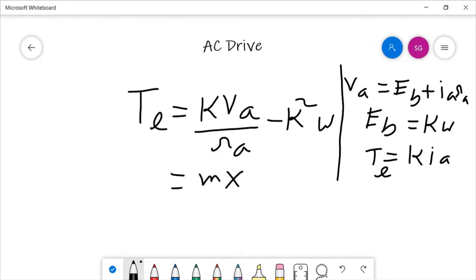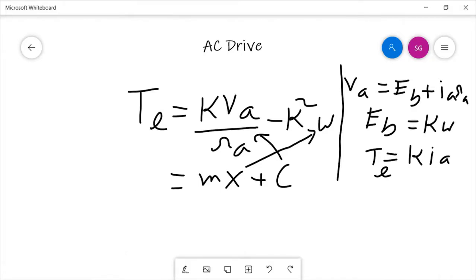You can equate this equation with an mx plus c type equation, where x is omega and c is this term. So m is minus K square. This is a negative slope line, so we can draw the curve.